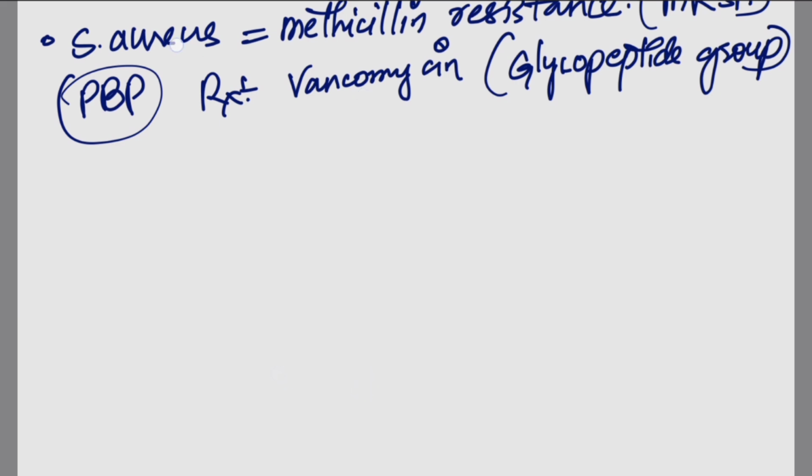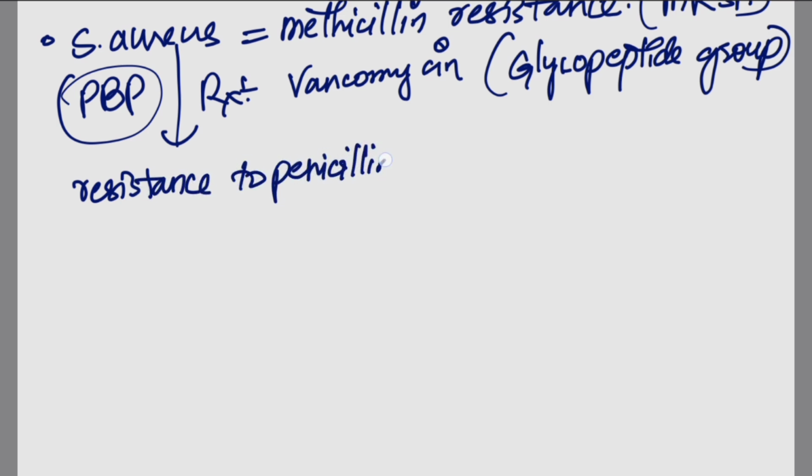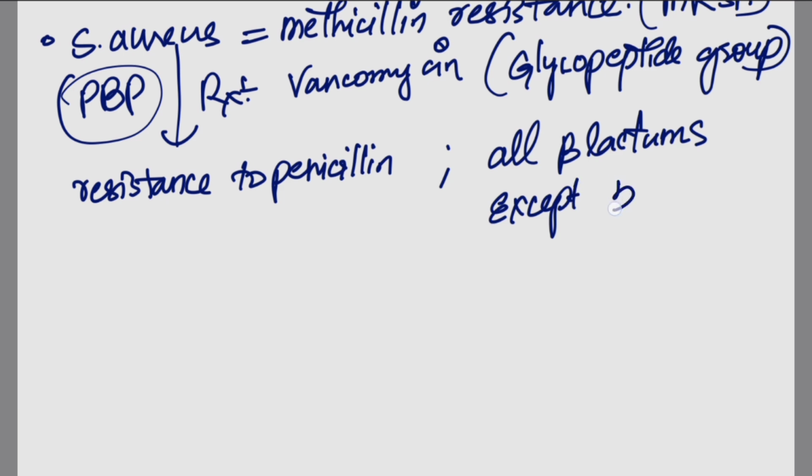Remember, if Staphylococcus aureus is resistant to penicillin, it will be resistant to all beta-lactams except the fifth generation cephalosporins.